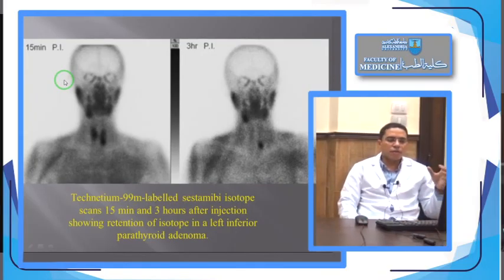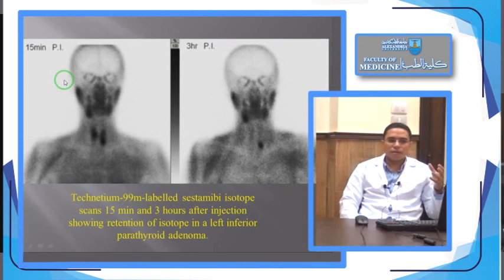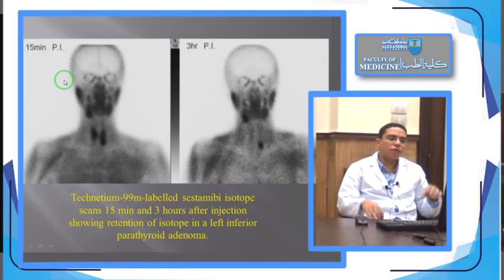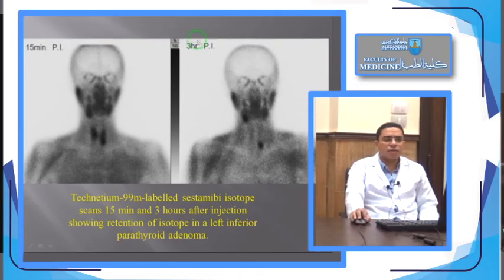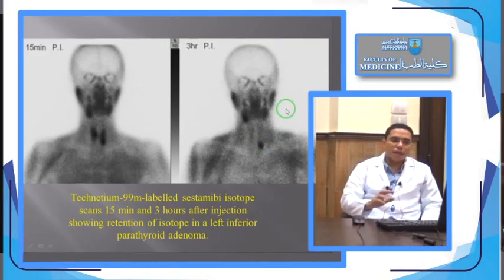Then, normally the thyroid and the normal parathyroid have a rapid washout for this isotope, and the abnormal or pathological parathyroid retains this isotope for a longer period of time. So after 3 hours of injection, we will see that the thyroid and the normal parathyroid have washed out the isotope, and there is retention of the isotope in this parathyroid. So this is a left inferior parathyroid adenoma.